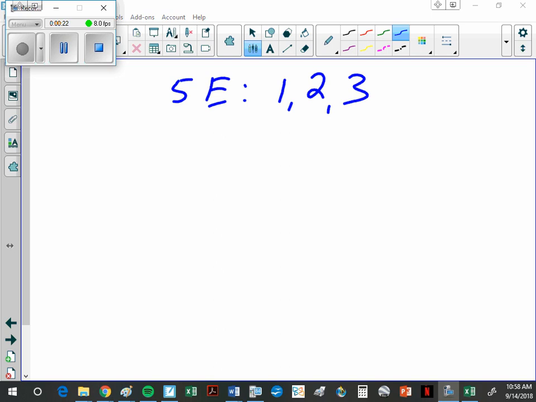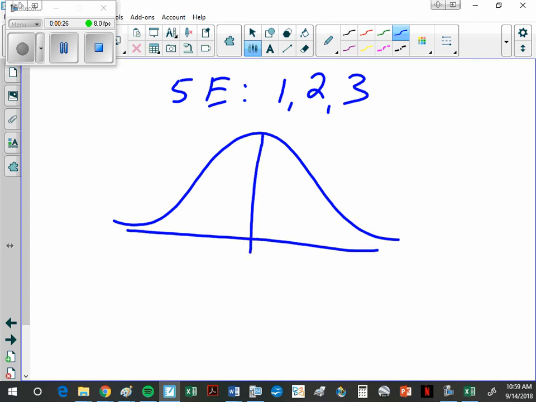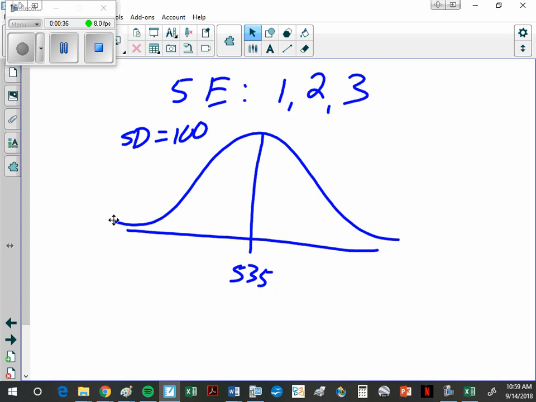So we need to draw our normal curve. What is the average from example 10? 535. And what's the SD? Equals 100. So we want to know if a particular person scores 750, which is over here somewhere, what is their percentile? Well, I need to turn 750 into a z-score. How do I do that?